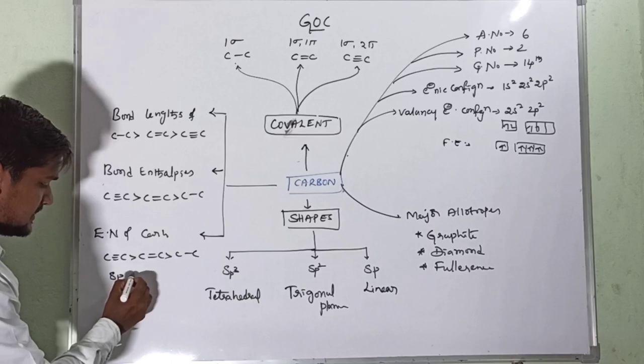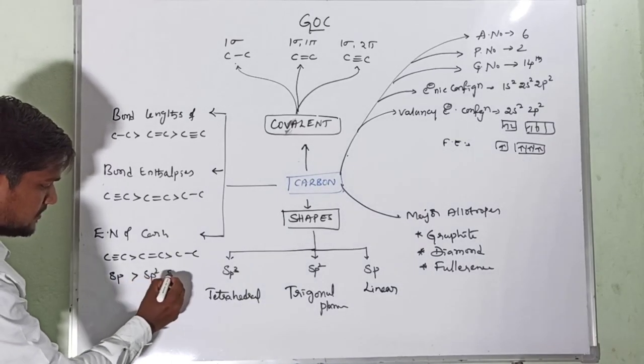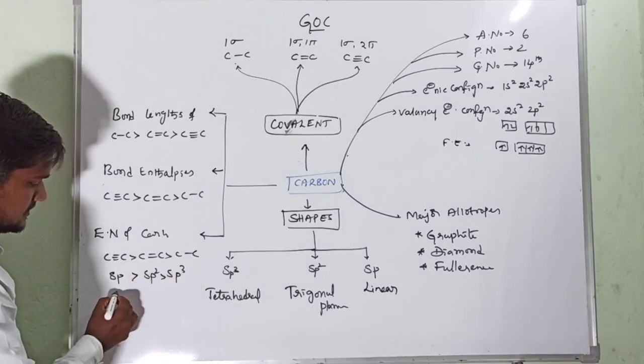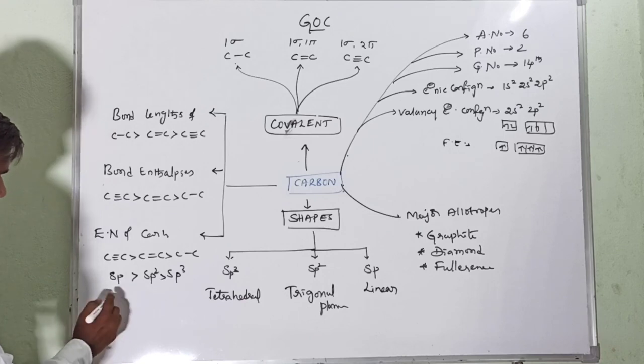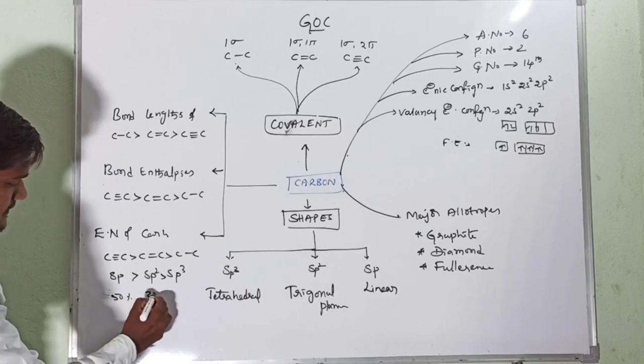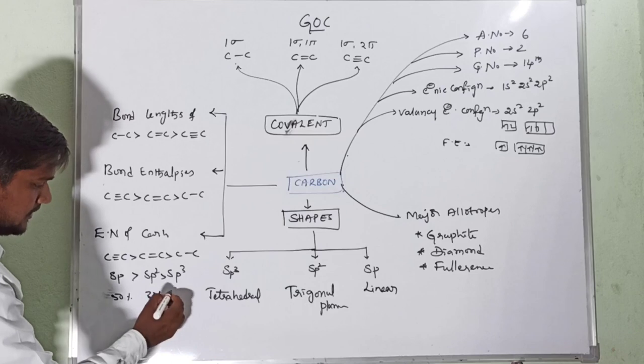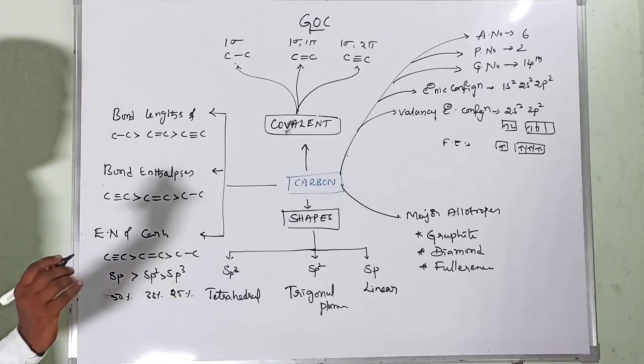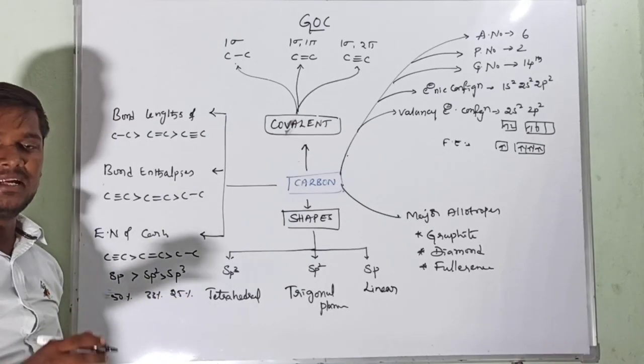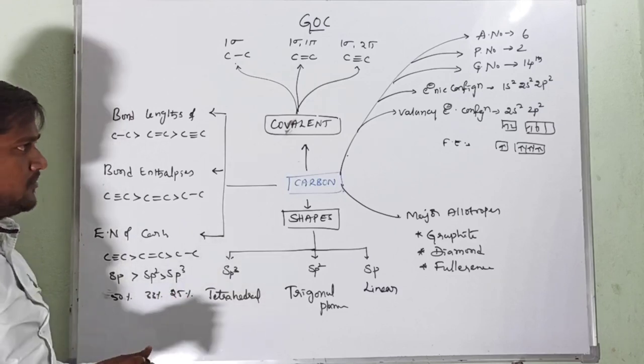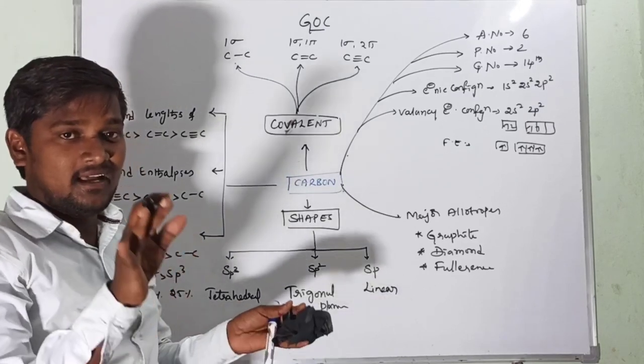Due to that, here it is sp hybridization, sp2 hybridization, sp3 hybridization. Now the percentage of s character is 50% for sp, for sp3 it is 25%, and for sp2 it is 33 point something. If s character increases, electronegativity of the carbon atom increases. This is the simplest point. Okay, now that's all for this.